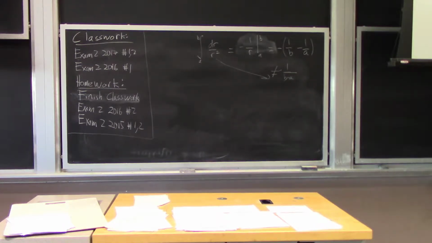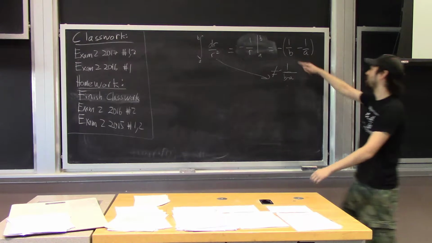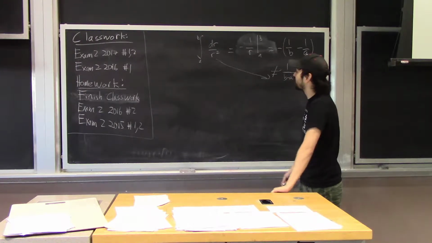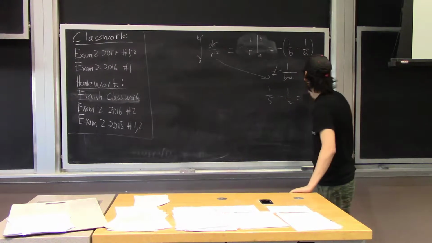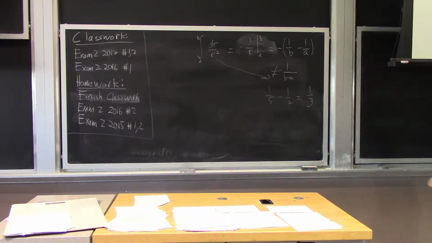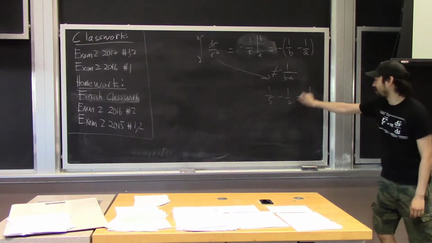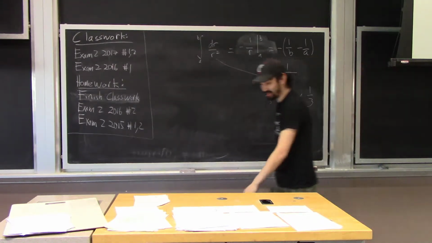Okay, and you could see exactly why that is if you wanted to plug some numbers in here. Say b is 5 and a is 2. Well, 1 over 5 minus 1 over 2 is not equal to 1 over 3, right? Or it's not equal. This is going on the internet. I don't want to make mistakes like that.